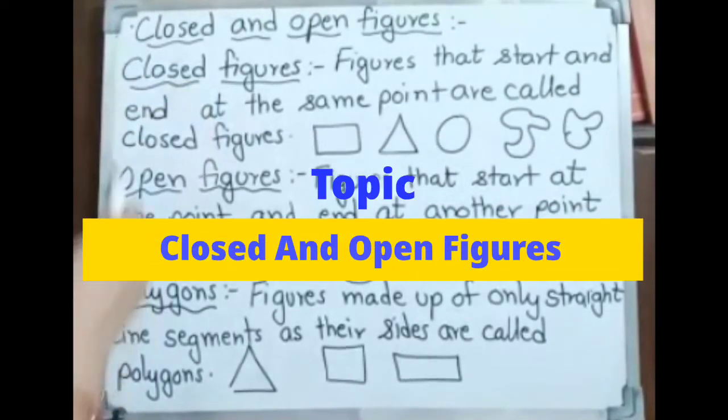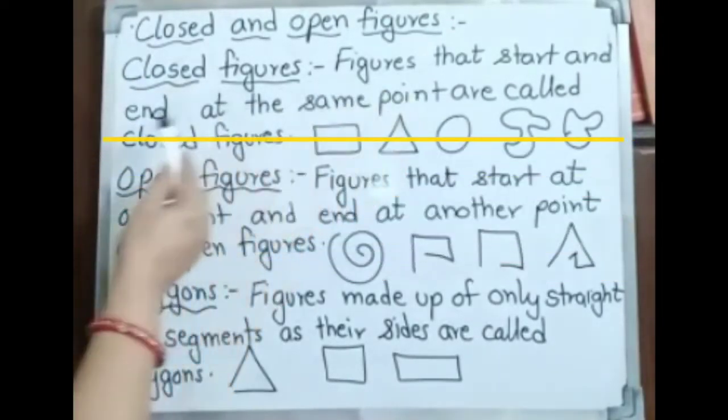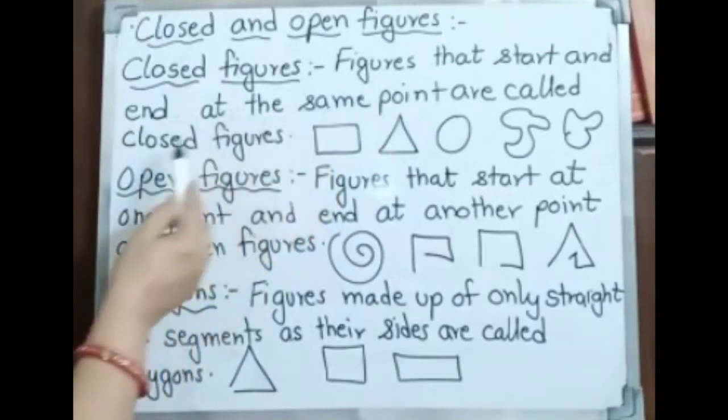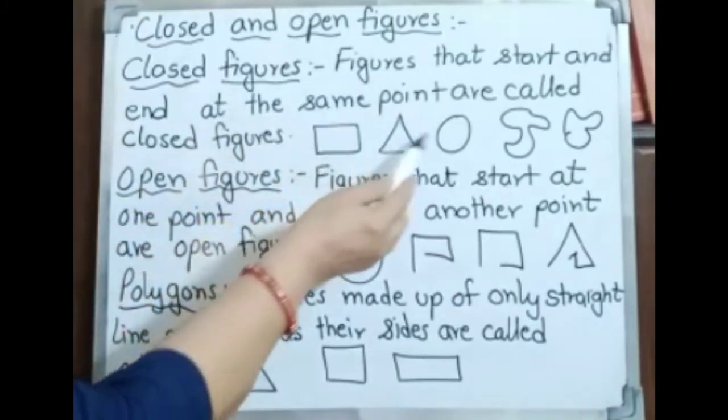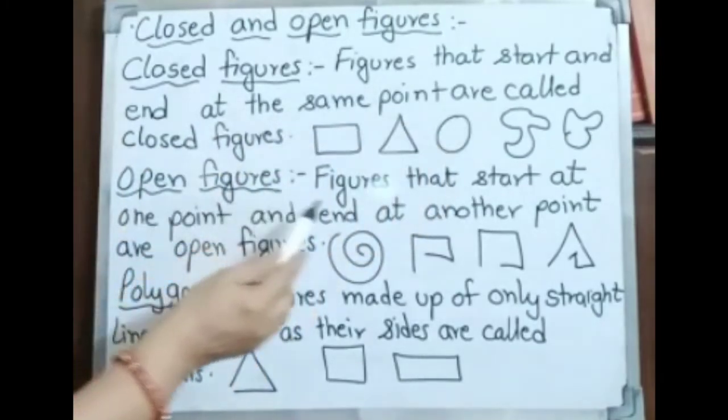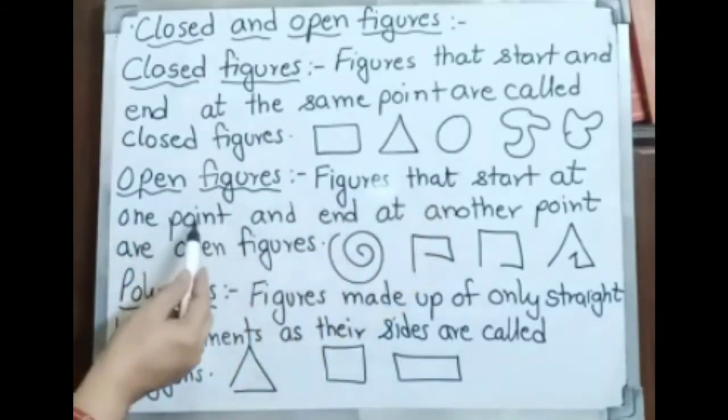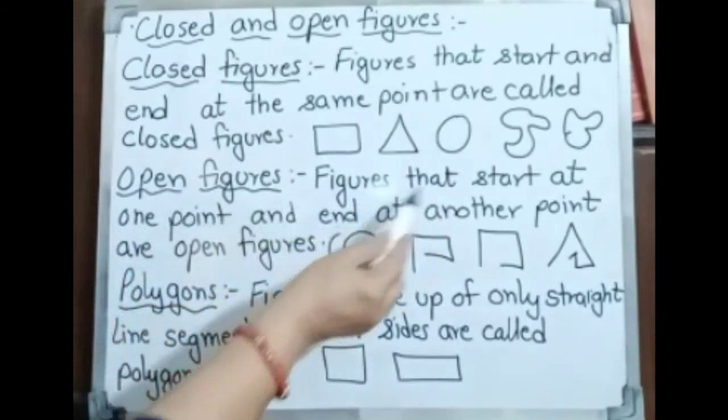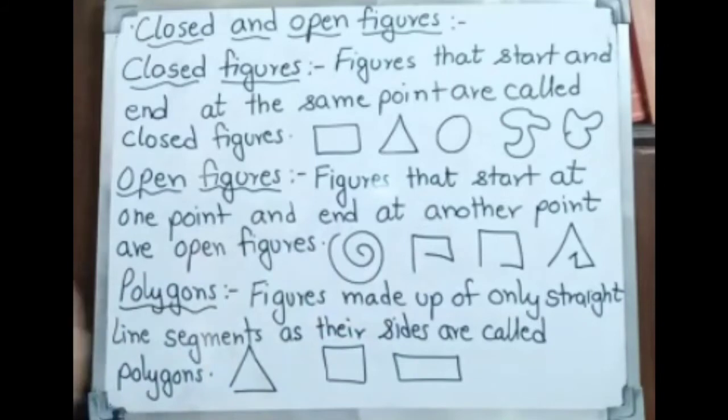Closed and open figures. Closed figures are figures that start and end at the same point. So these are the closed figures. Open figures are figures that start at one point and end at another point. So these are the open figures.